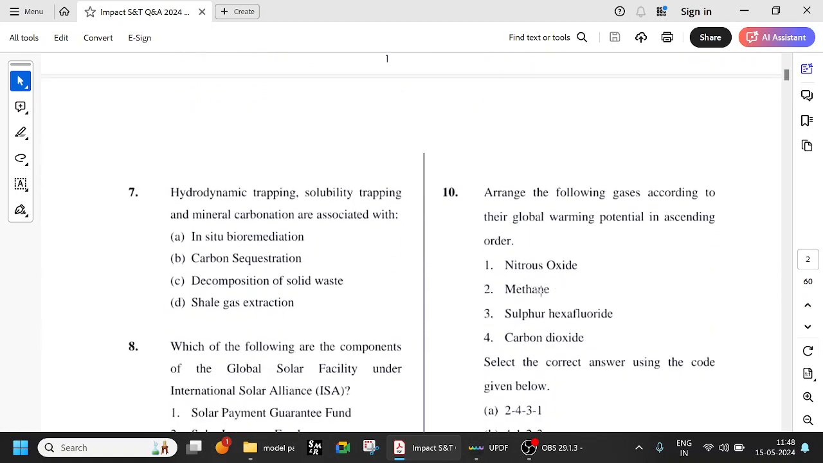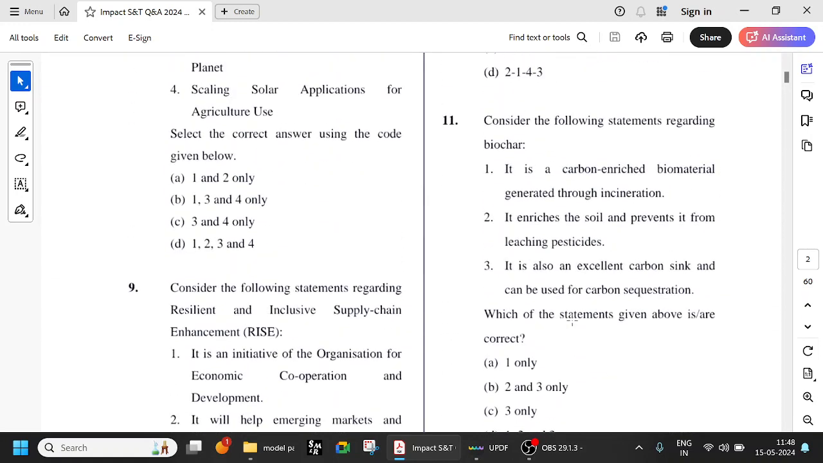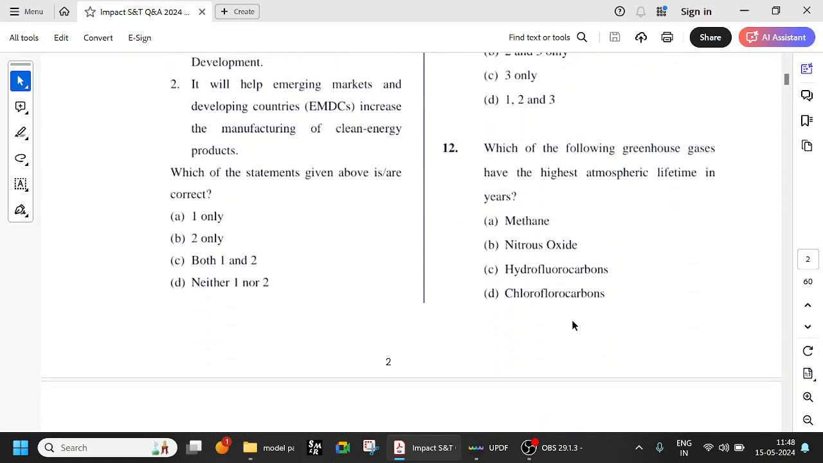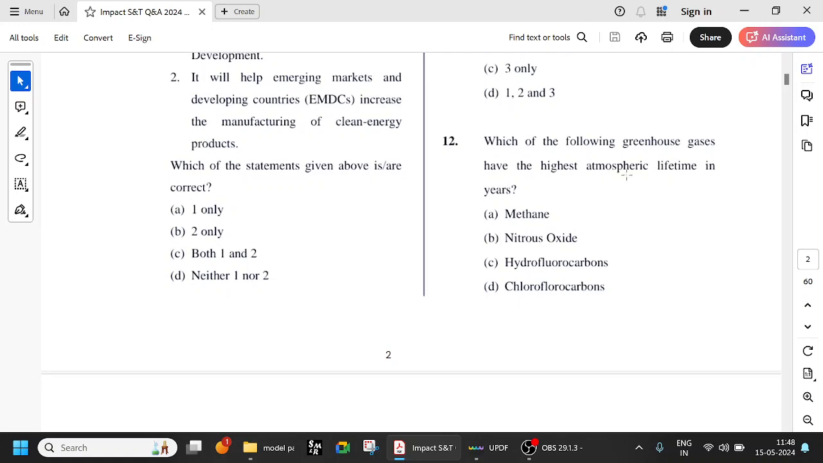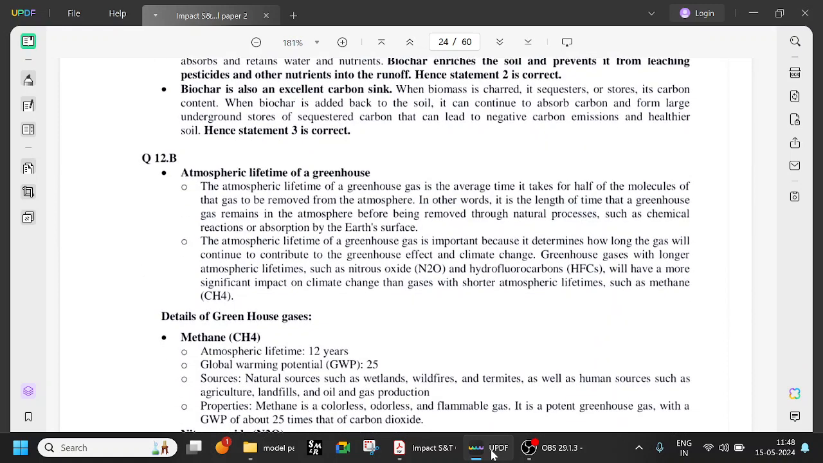Okay, first we have seen carbon dioxide, methane, nitrous oxide, and sulfur hexafluoride. Okay, that is the order, right? Fine. So in this case, he's talking about atmospheric lifetime. So let us look at what is the atmospheric lifetime of these greenhouse gases.